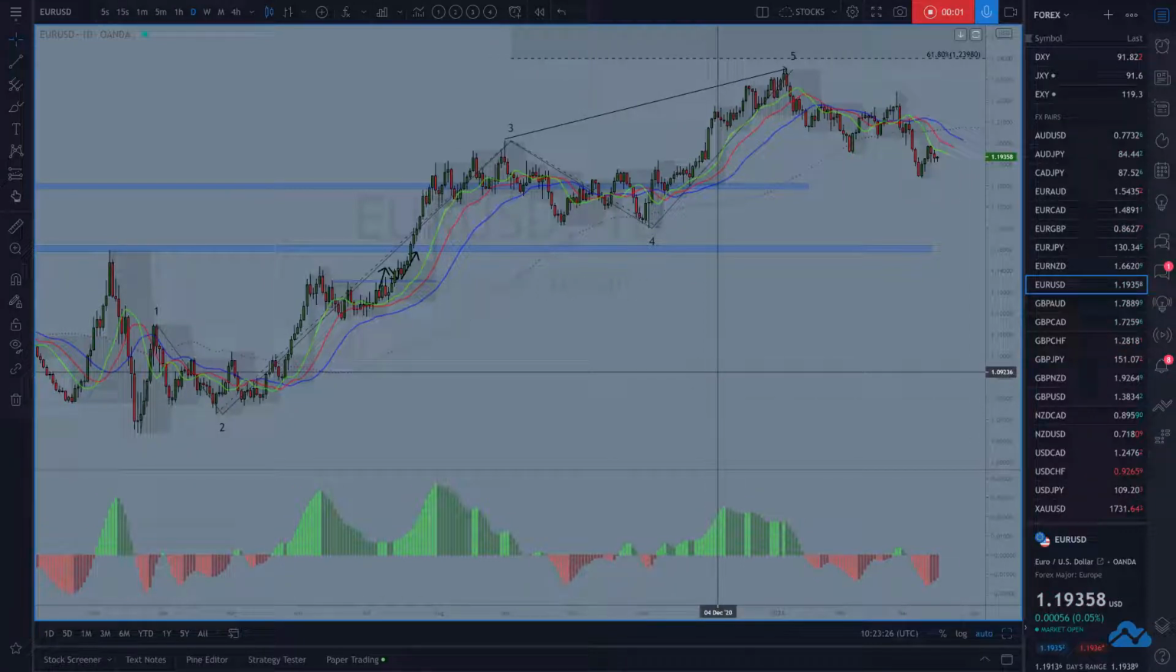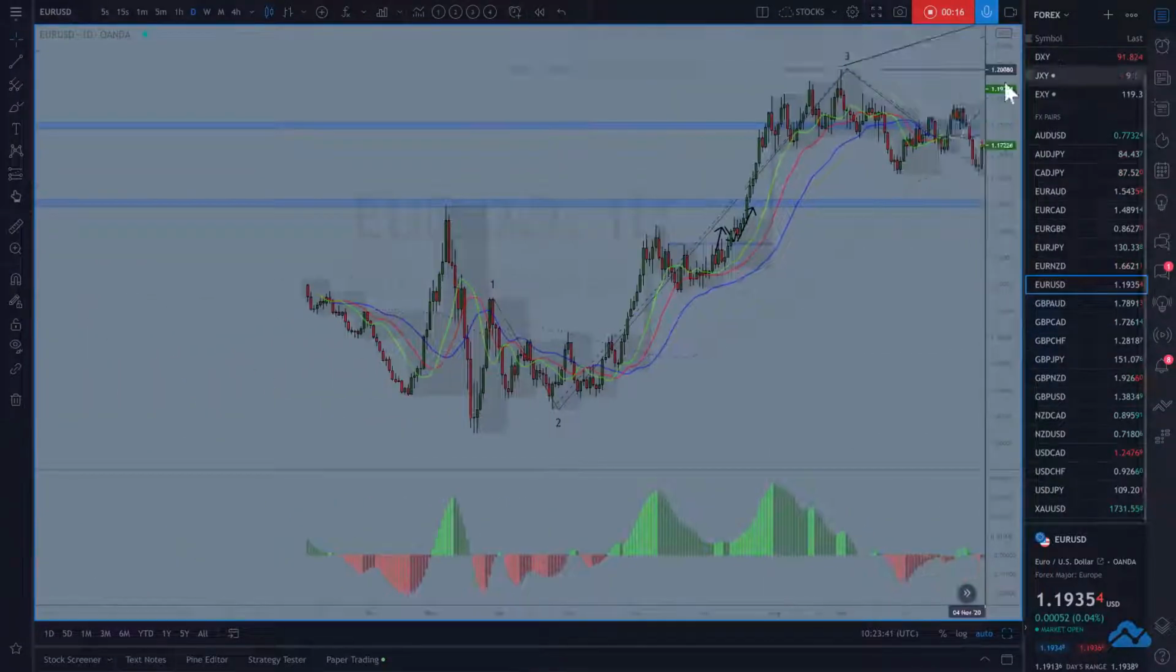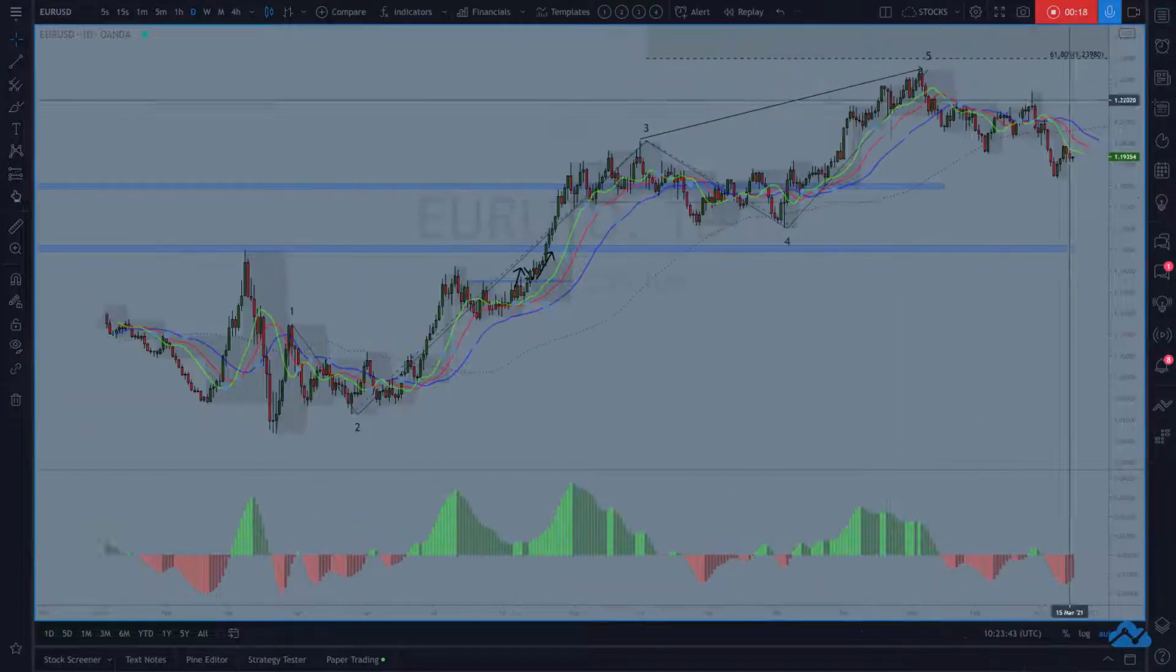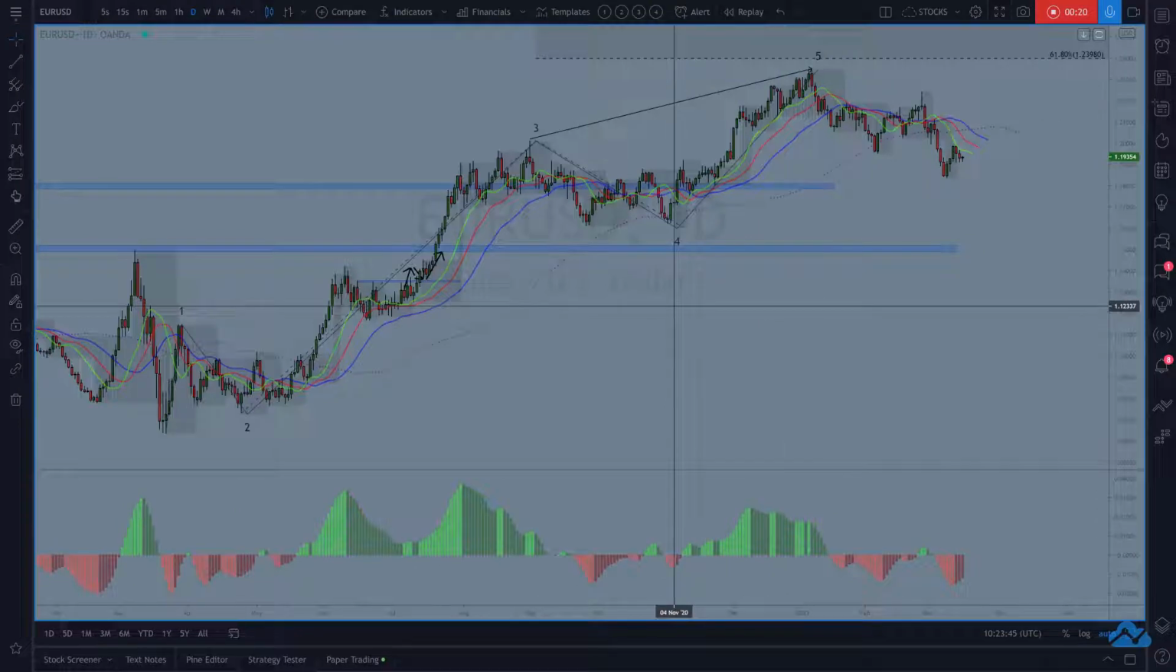Hello, let's have a look at Euro USD again. If you remember, a few weeks ago I did this Elliott wave analysis on Euro USD. I'll link it below. Let's have a look at it again and see what's happening. If you don't remember, watch that little video.